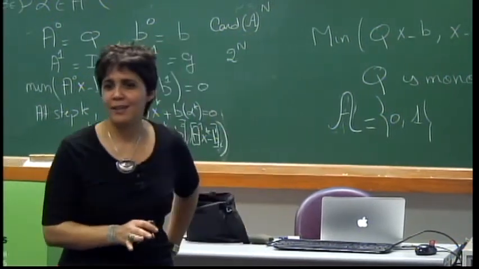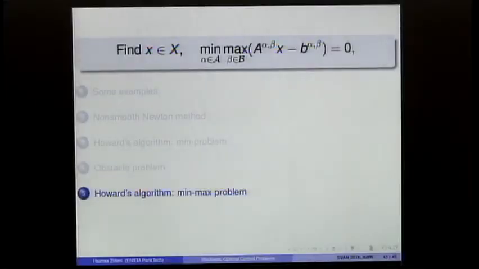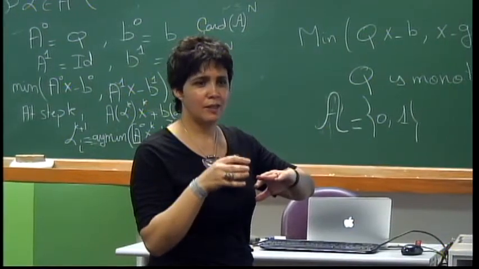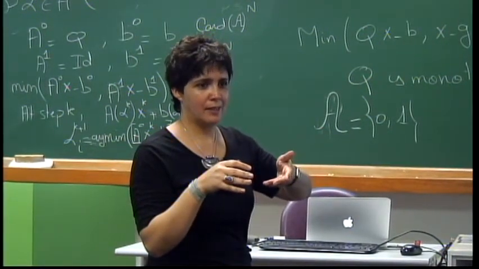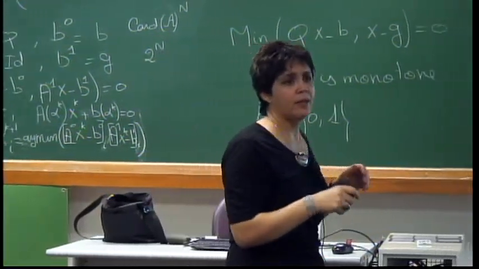Do you have any idea? So when we had just the minimum of the system, we did a splitting. One step, you fix the policy and you solve the linear system. The other step, you fix the value and you minimize. You can try to do that in the same way.